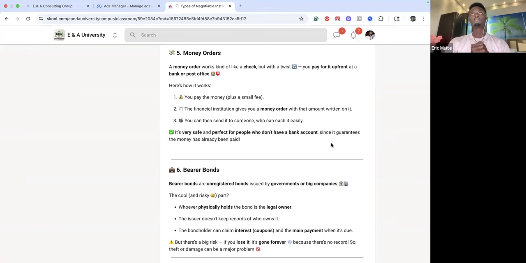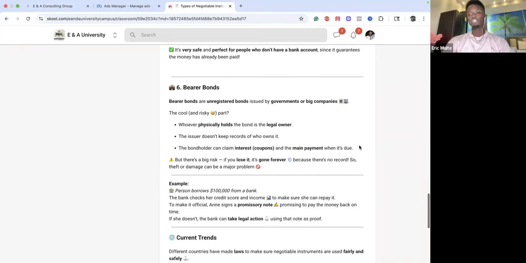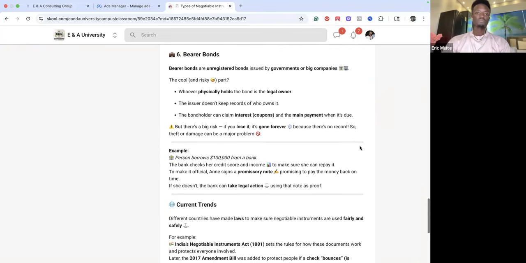And this is another reason why a lot of apartment complexes accept money orders, because they don't have to worry about the checks bouncing, and they know for sure that the money's there, that the money was loaded beforehand, and so they're going to simply go and cash it because they know it's there.